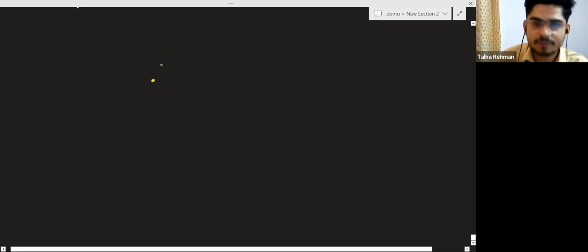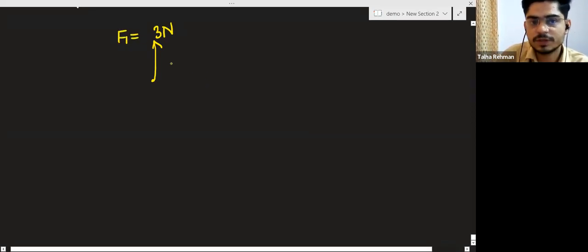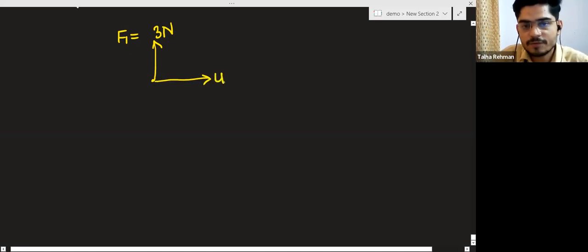This is a point, and suppose from this point in this direction a 3 Newton force is applied. This is F1, 3 Newton, and I am just asking whether you know or not. And a force of 4 Newton is applied in this direction at this point. Suppose this is F2.